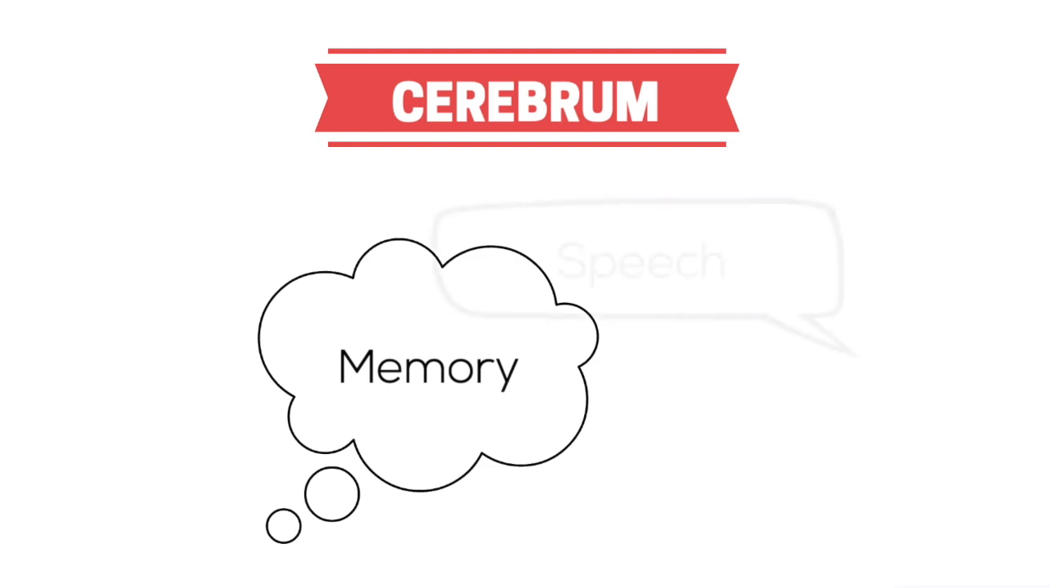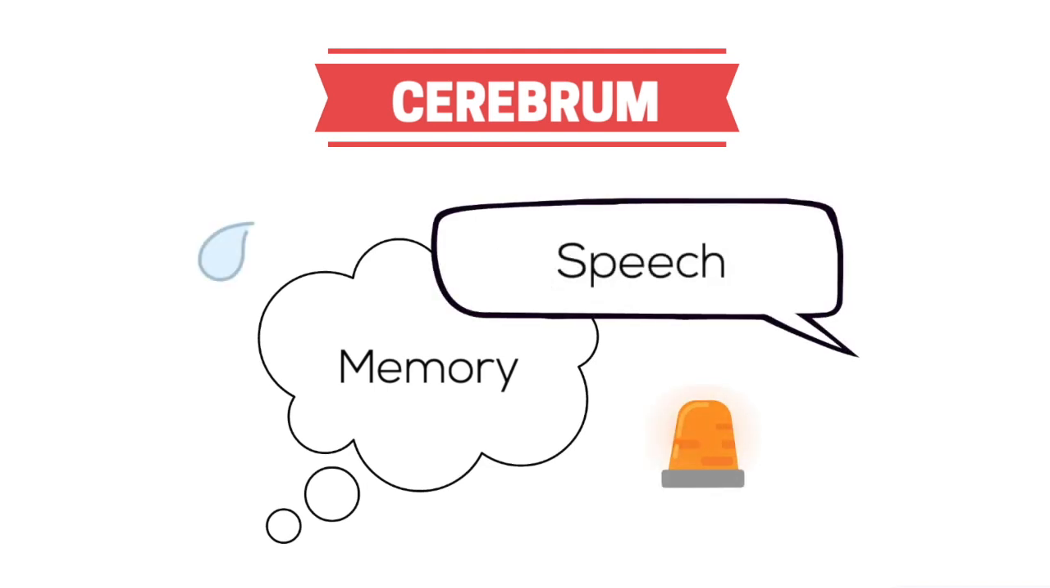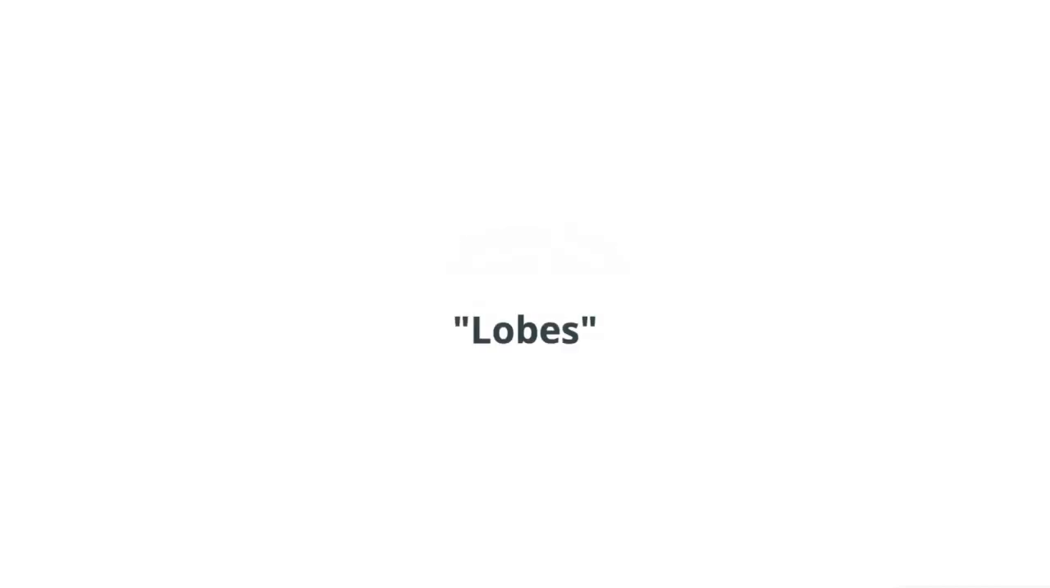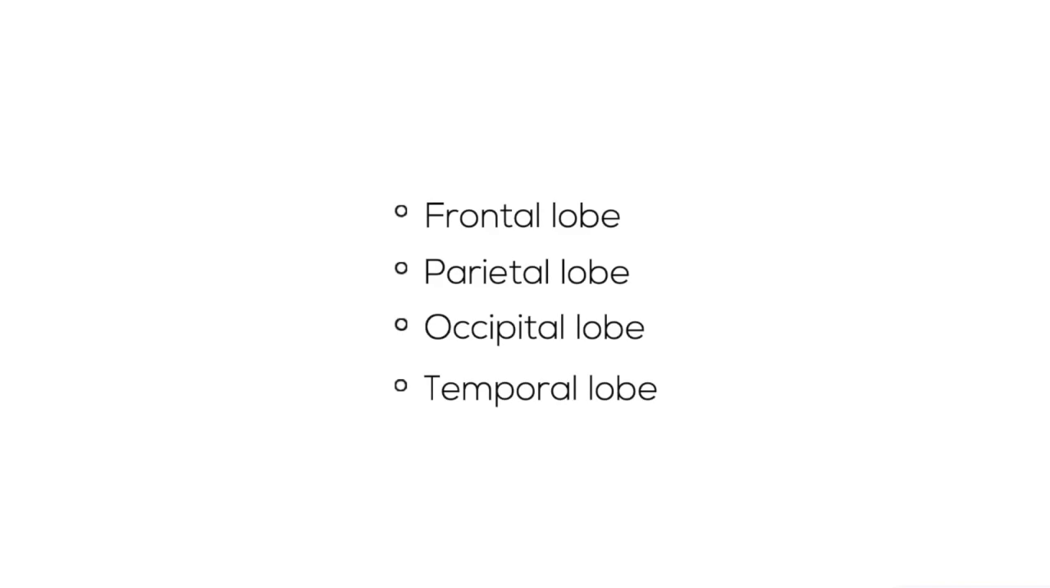The cerebrum is the largest part of the brain and is responsible for memory, speech, senses, and emotion. The cerebrum can also be further divided into four sections called lobes. These are namely the frontal lobe, the parietal lobe, the occipital lobe, and the temporal lobe.